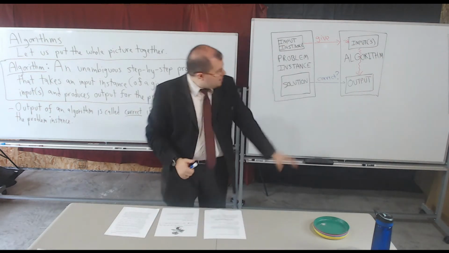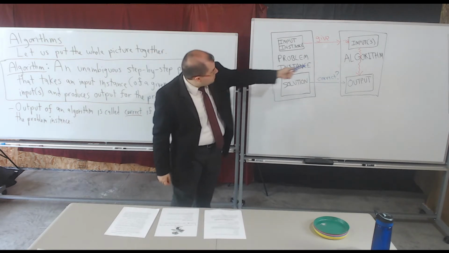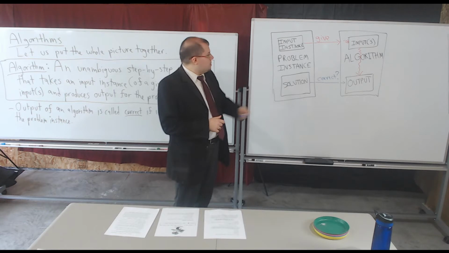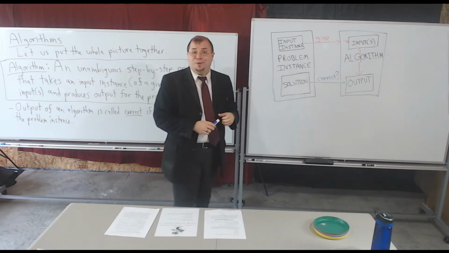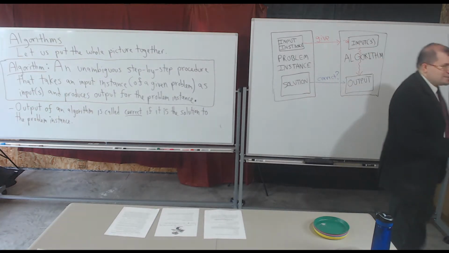So this is kind of like the picture I want you to have in your head. I take inputs from the problem instance, I feed it as input to the algorithm, it processes that and produces output. And then we just simply want to know if this is correct or incorrect. Okay?